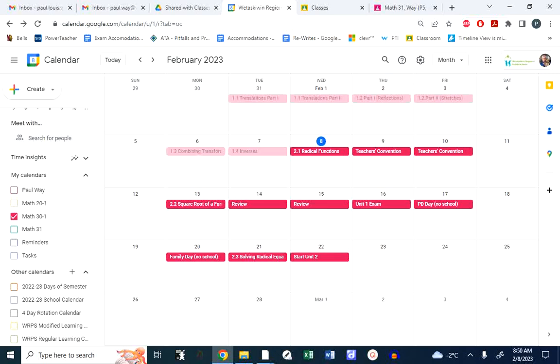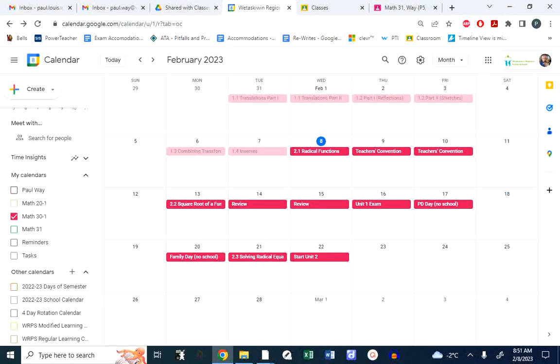And then that will give us my regular 2 days of review. I like to have 2 days for each unit review to get lots of practice. And then we'll write our exam before the long weekend. Then when we get back after that second extra long weekend in February, we will do 2.3. And then the next day we'll get started with Unit 2, which is Chapter 3.